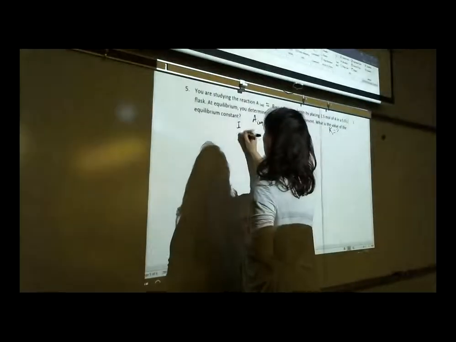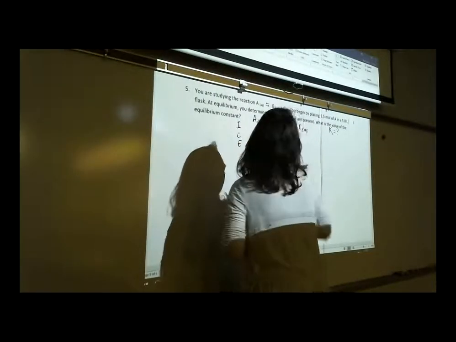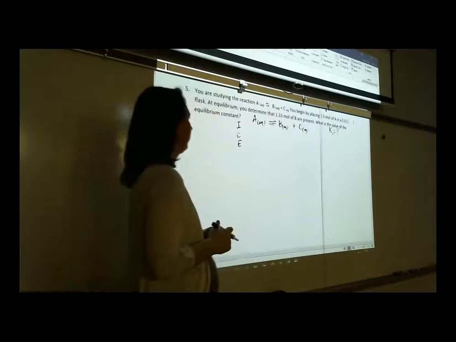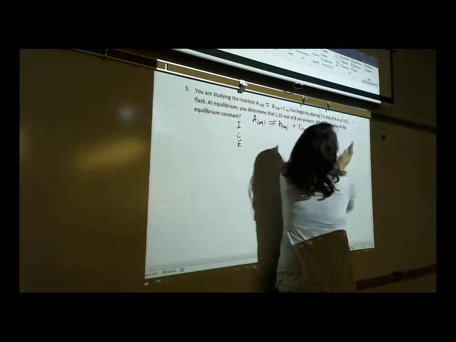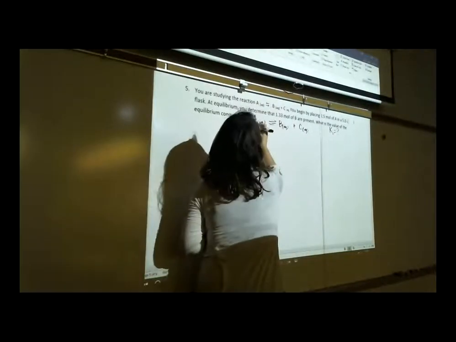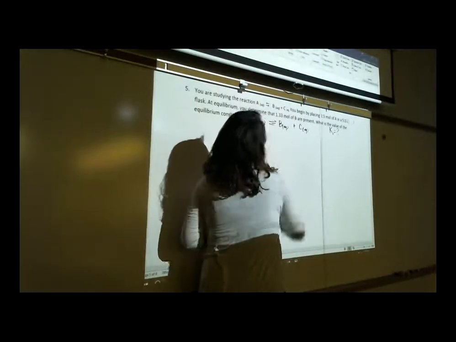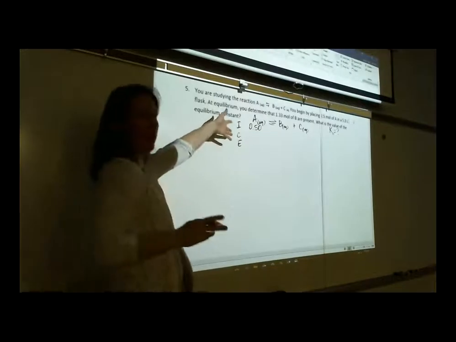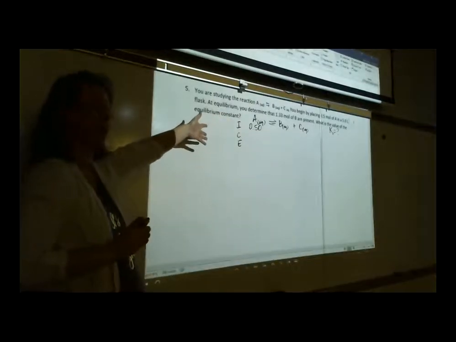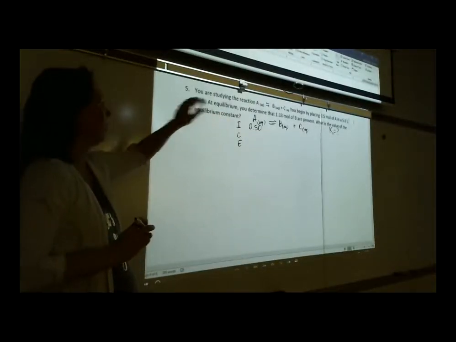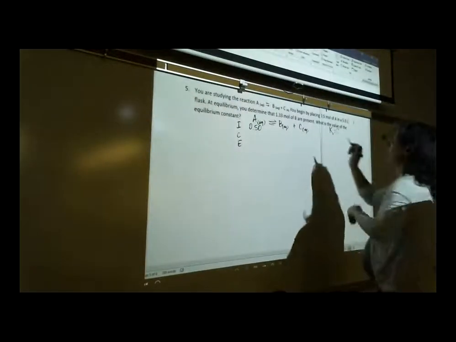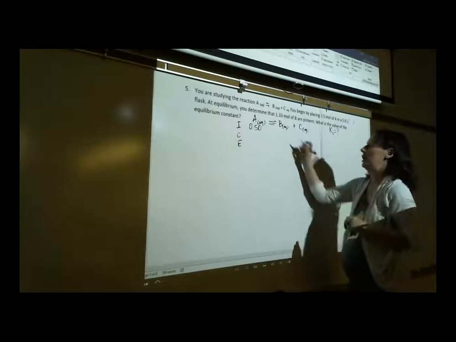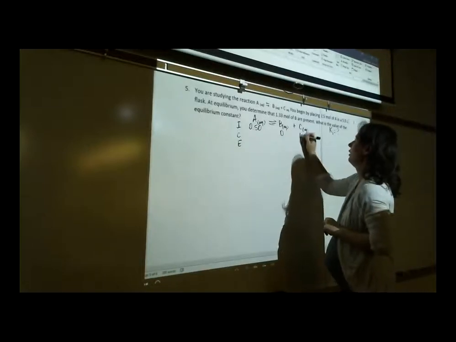So what's my initial concentration of A? It's 2.5 moles divided by 5 liters, right? 0.50 molar. Because remember, we can only plug in concentrations here. We're not plugging in number of moles. We're only plugging in a concentration. And then B and C, initial concentrations are 0.